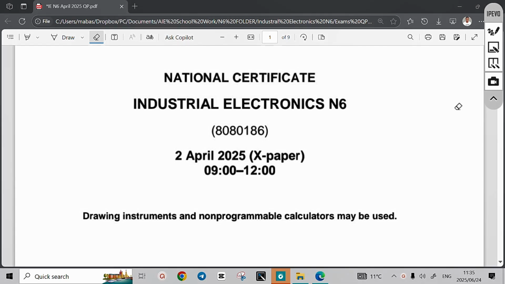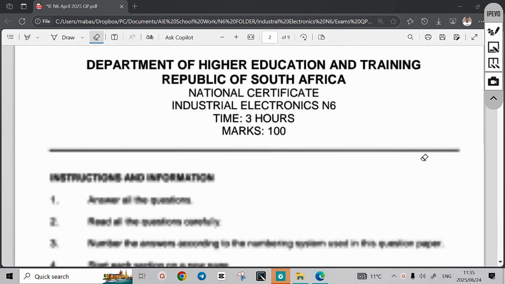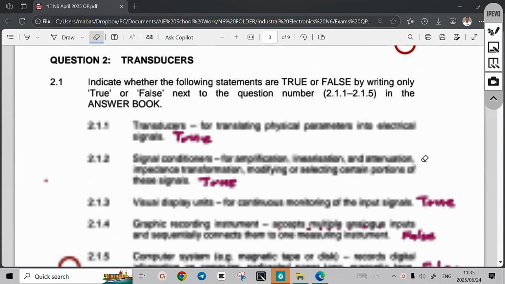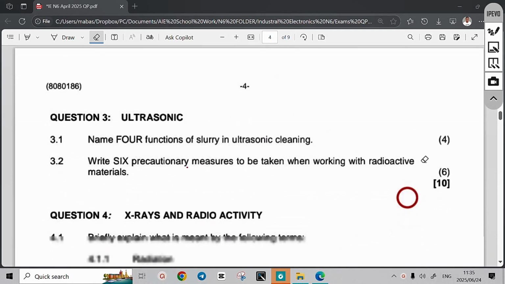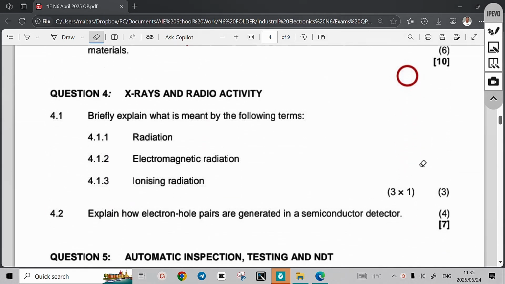We'll be dealing with question 4 today. So let's go and check it out, guys. This is your paper. So this is question 4, which is your X-rays and radioactivities.